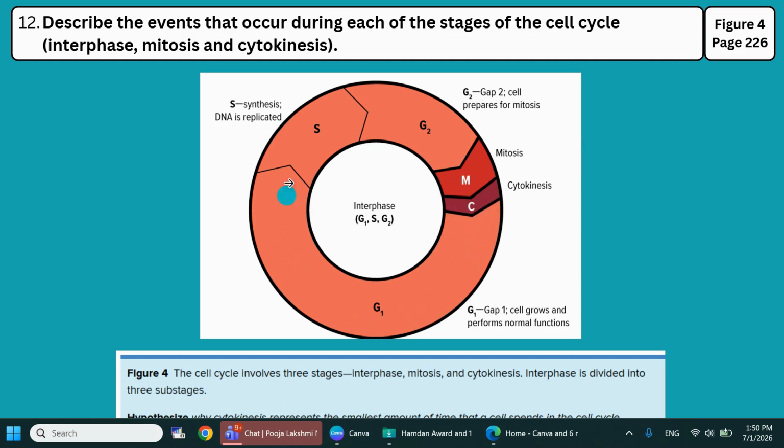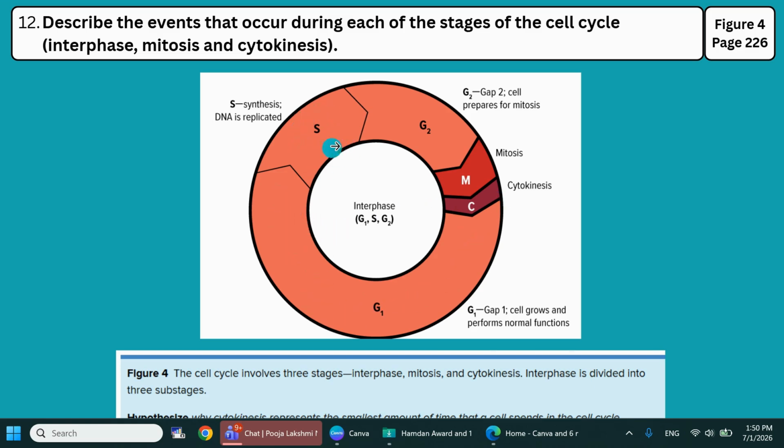So you can see the major part of the cell cycle is interphase. And interphase is again divided into three substages: G1, which is called gap 1, S, synthesis, G2, gap 2, and then mitosis and cytokinesis. In gap 1, nothing is happening, no division is taking place, only the cell is growing and it is performing normal function. So growth is taking place in G1.